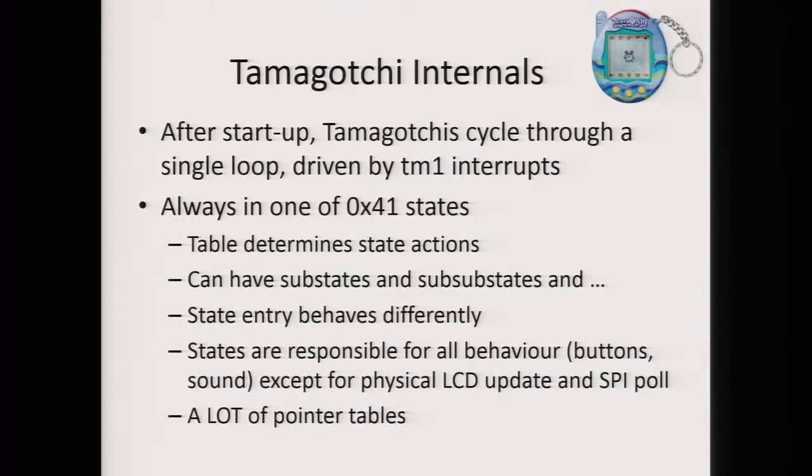So basically, here's how a Tamagotchi works. After startup, it's in one big loop, so a state machine like I expected, and every time the interrupt gets triggered, it cycles around the loop, and then it waits, and then it cycles, and then it waits. And it's always in one of hex 41 states. And there's a big table that determines the state actions. And some of the states have substates and sub-substates and sub-sub-substates. And it's the state itself that is responsible for handling that.